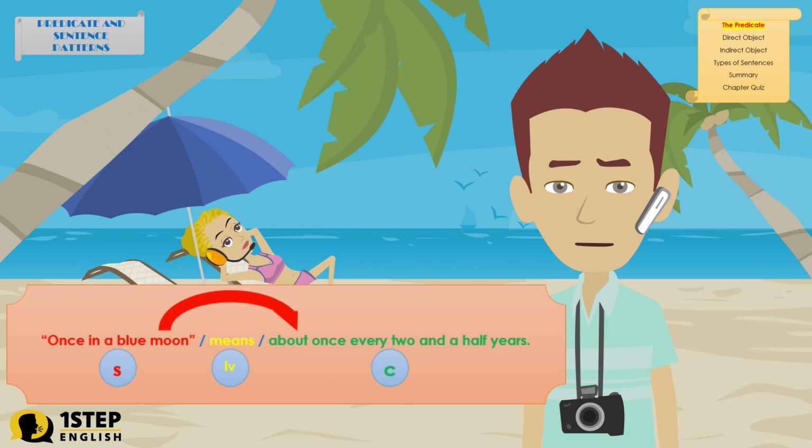Another example. Once in a blue moon means about once every 2.5 years. The phrase, about once every 2.5 years, defines, once in a blue moon. The linking verb that connects the complement to its subject is, means.